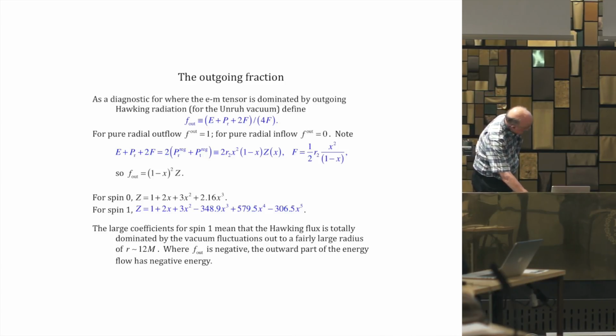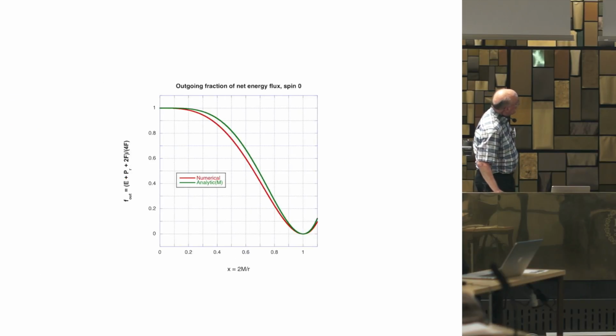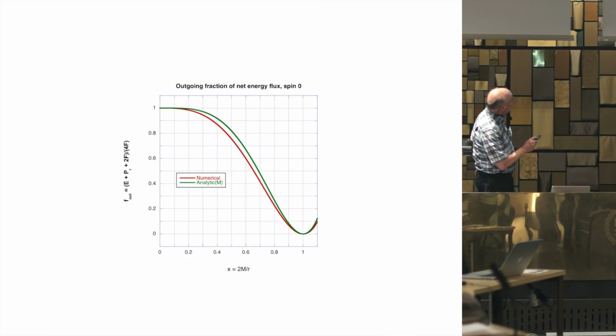Okay, so what are the results? Well, for spin 0, this is comparing the analytic and numerical results for spin 0. And you can see there's a nice smooth transition. Remember, x is 2 over r, so it's 0 at infinity, r at infinity, where you have purely outgoing radiation.